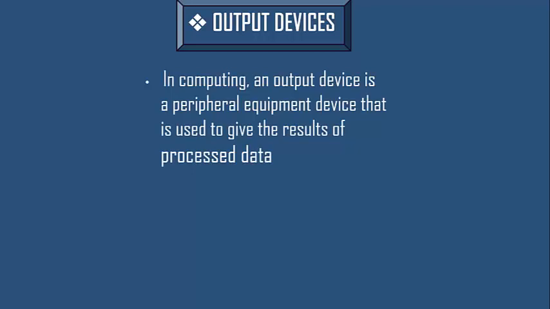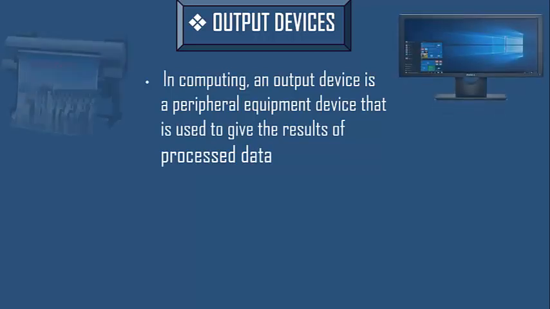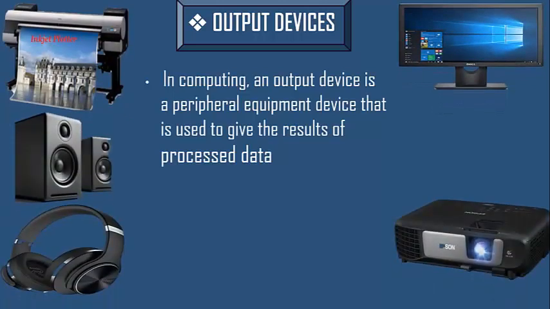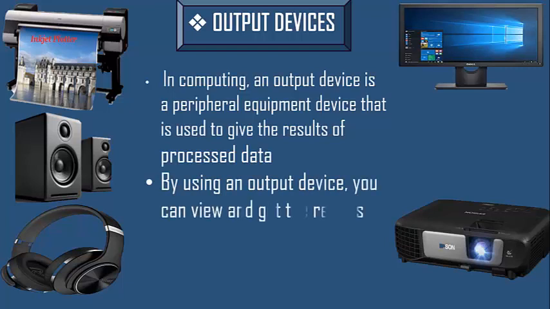Most common output devices include monitors, printers, speakers. You know, students, a computer can still work without an output device. However, you'd have no way of determining what the computer is doing. By using an output device, you can view and get the results of input from a computer.